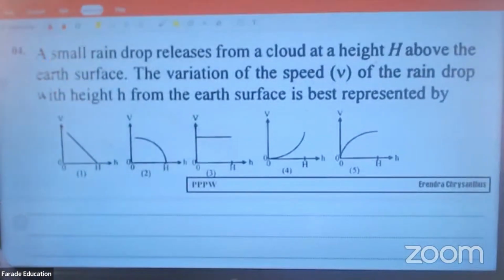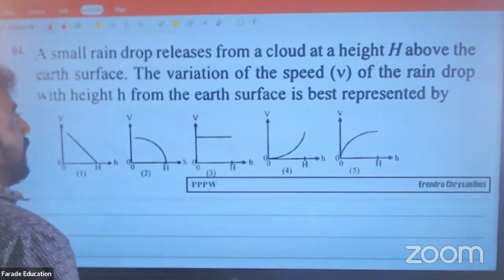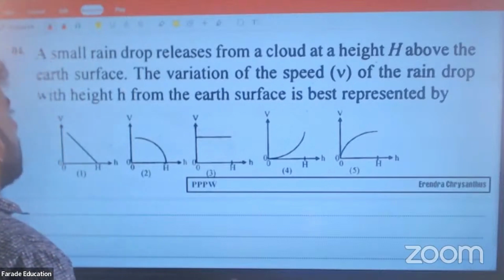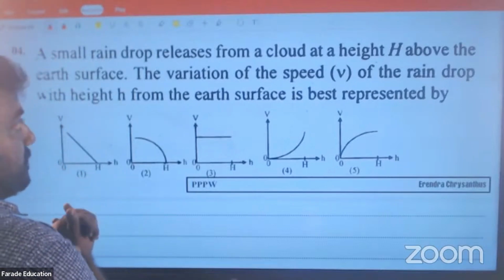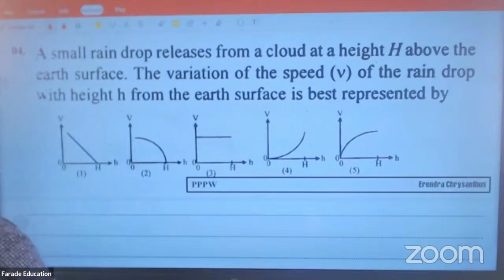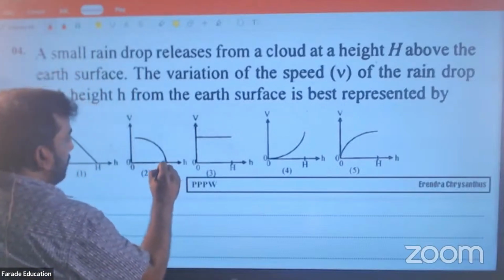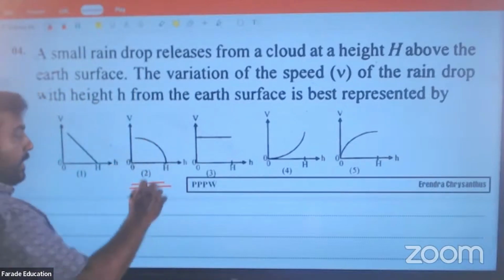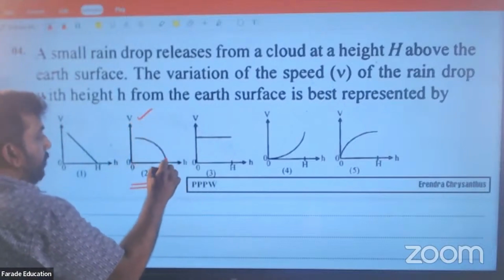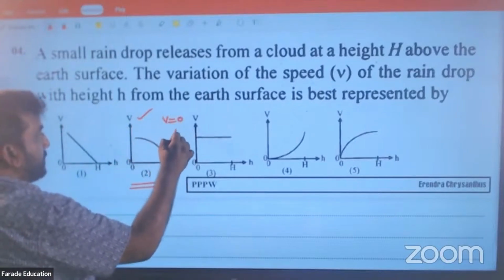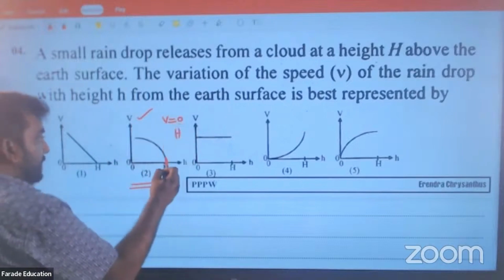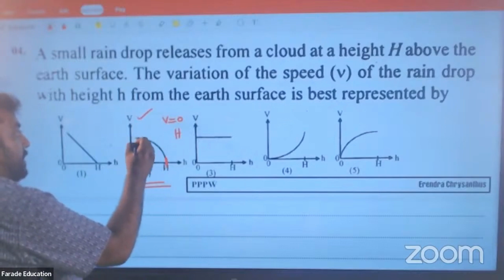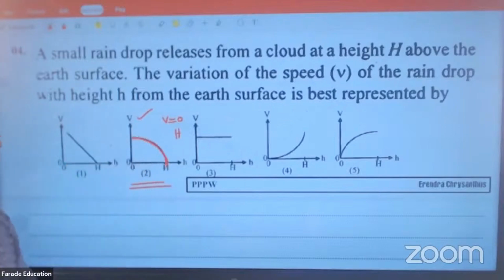Question number 4. Have a look. A raindrop released from a cloud at height h above the surface. The variation of the speed of the raindrop. The speed will reach terminal velocity. So it's starting from height h, velocity 0. Gradually velocity will reach terminal velocity. This is your answer. Why? Your graph is velocity with height. Starting location here, v equal to 0 is at h height. As it goes down, height will reduce, velocity will increase, reaching terminal velocity. Correct answer is answer number 2.